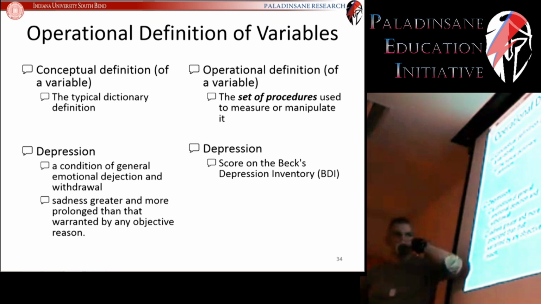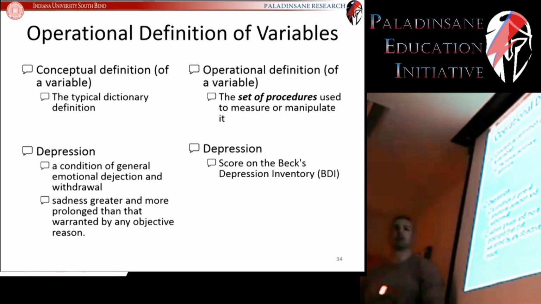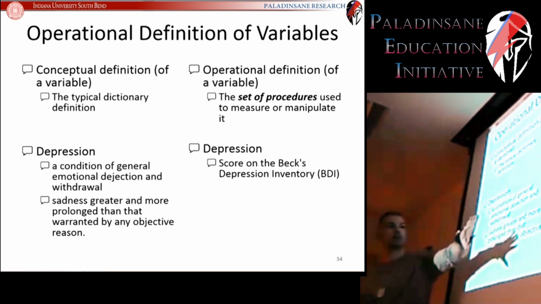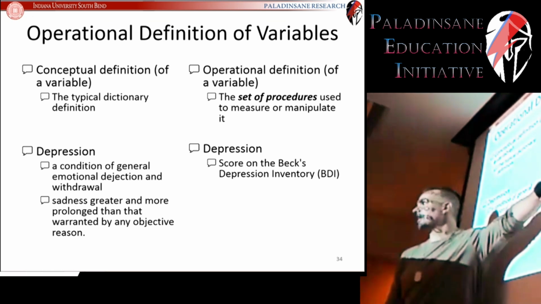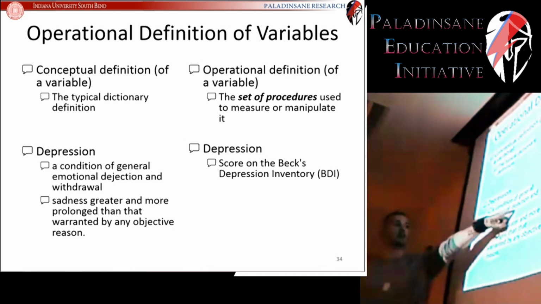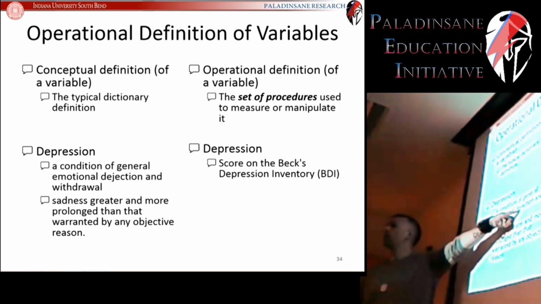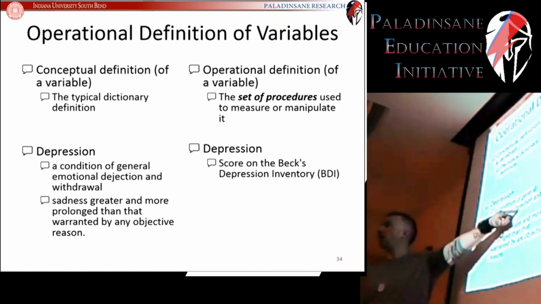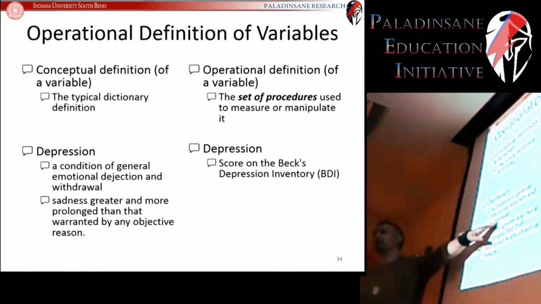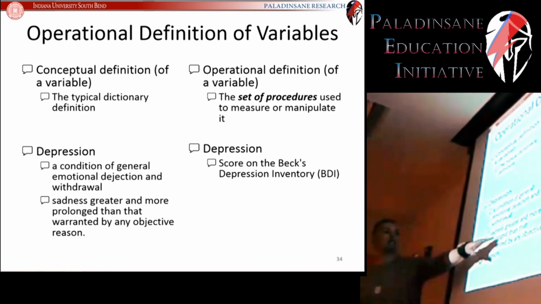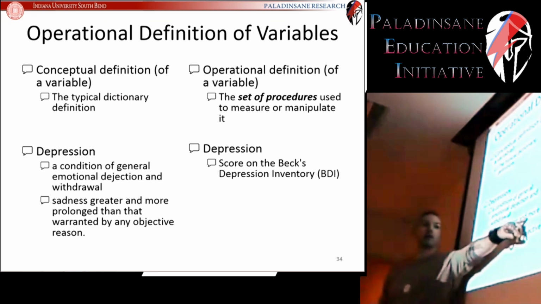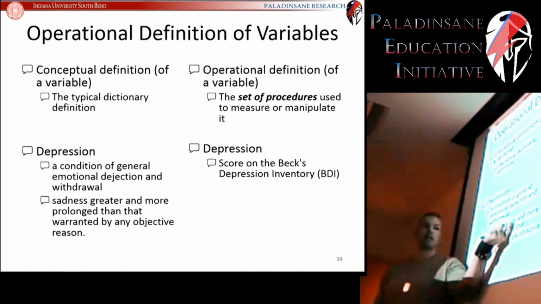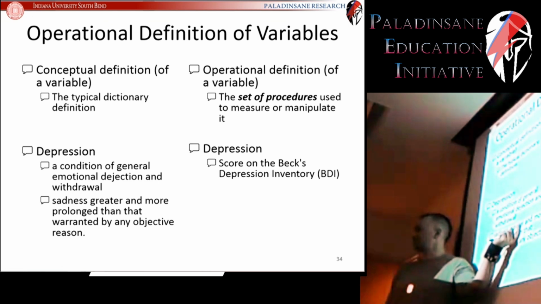So if I was looking at depression, and I said it's a condition of general emotional dejection, if I want to translate this into an operational definition, I need to ask, what is emotional dejection? What does that look like? How can I measure it? What aspects are there to emotional dejection? What aspects are there to withdrawal? How long is prolonged? How much is greater than objective reason?